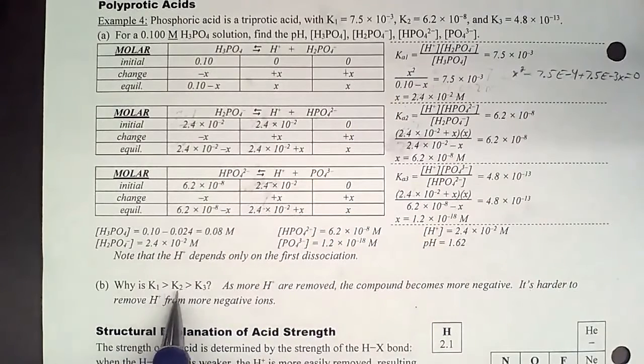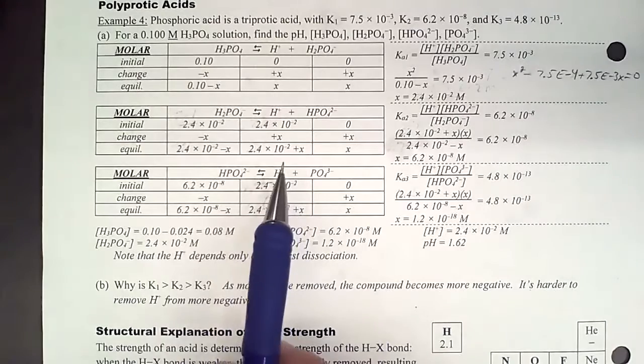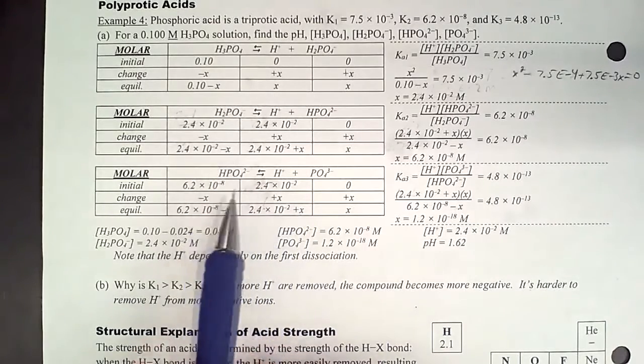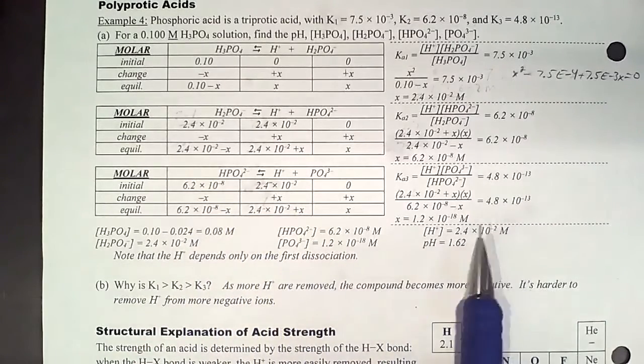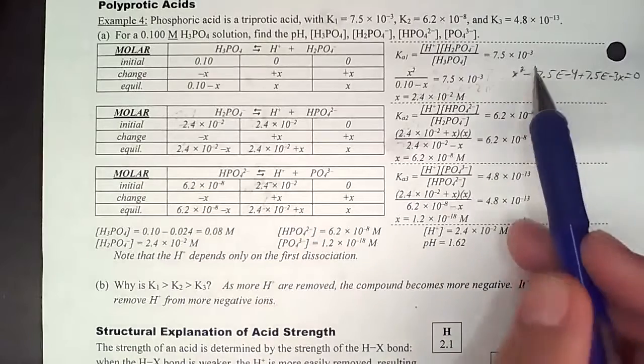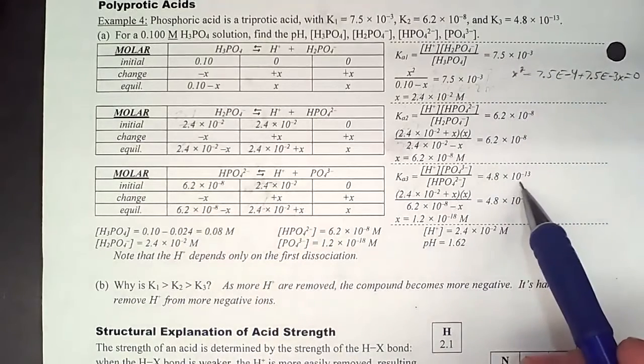So why is K1 bigger than K2, which is bigger than K3? Because this gets more and more negative, and it holds on to the H pluses better and better. And so it's releasing it worse and worse, and the Ka goes down for each successive case.